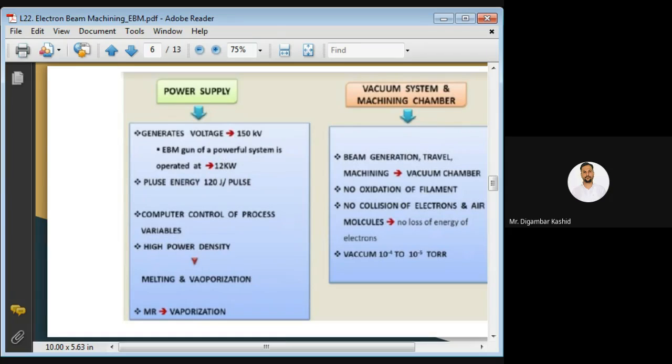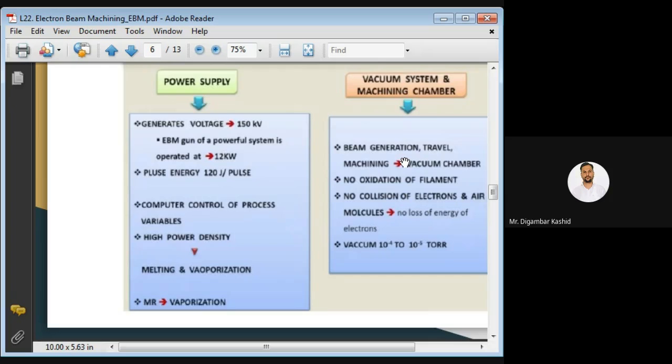Okay, now the third one, the vacuum chamber and machining chamber. As I already told, the machining chamber is under vacuum, because as the beam travels during machining, it may collide with air molecules. To avoid the collision of the electron beam with air molecules, the machining chamber is made vacuum. The pressure inside the machining chamber is maintained at 10 to the power minus 5 torr.